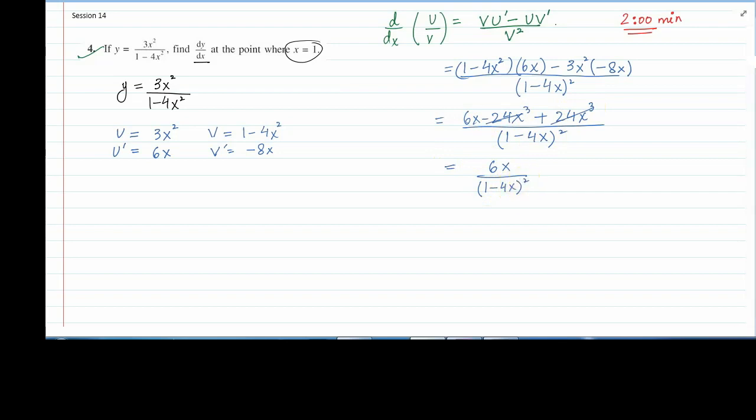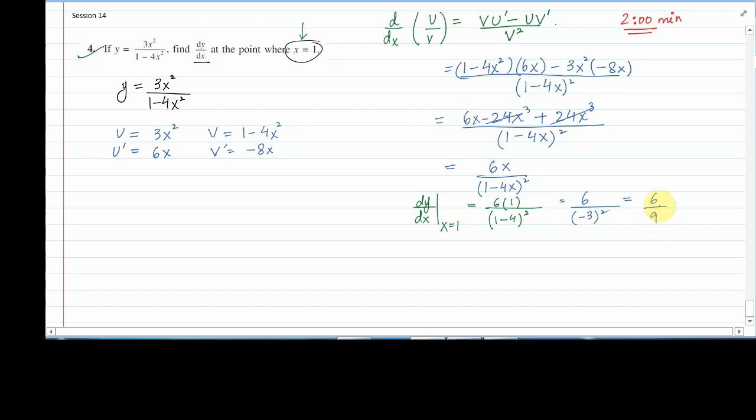Alright, now we can substitute the value of x that is given in the question. So dy over dx at the value x is equal to 1. You need to place 1 instead of x, so 6 times 1 divided by 1 minus 4 times 1 and whole square. Now we need to solve it. So 6 ones are 6 divided by 1 minus 4, minus 3, whole square. It gives you the value of 6 upon 9. When you simplify it, 3 2s are 6, 3 3s are 9. So the final answer is 2 divided by 3.